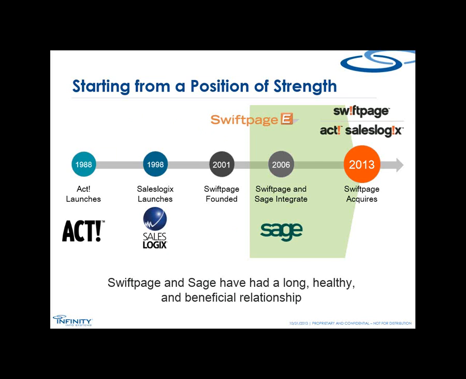In 2001, SwiftPage was founded, and they found their way within the Sage family to bring e-marketing into both ACT and SalesLogix. And so when the opportunity became available to combine those brands, the e-marketing platform from SwiftPage and ACT and SalesLogix, Bob Ogden and John Oshel, who are the founders and CEOs of SwiftPage, acted quickly, pun intended. And so this past year we acquired both brands.